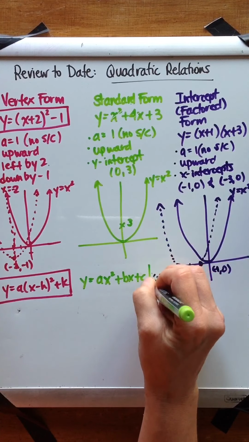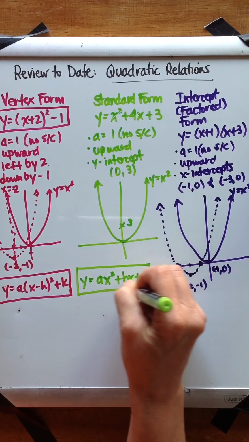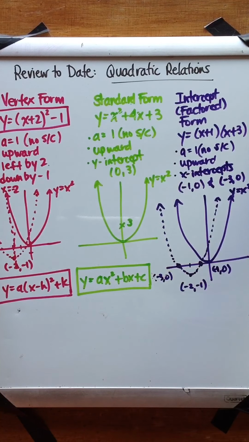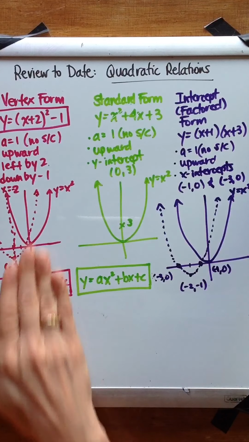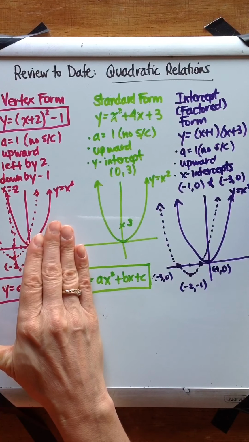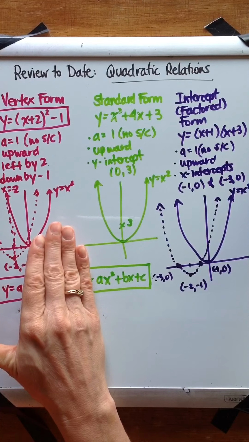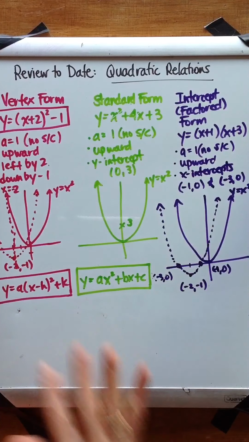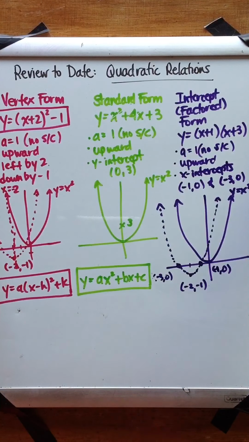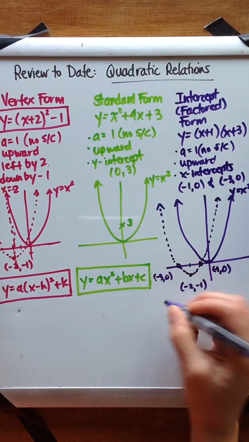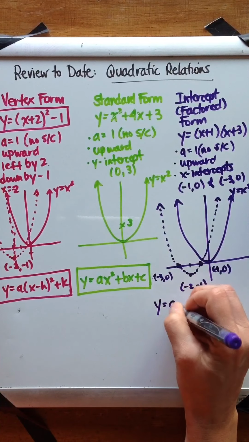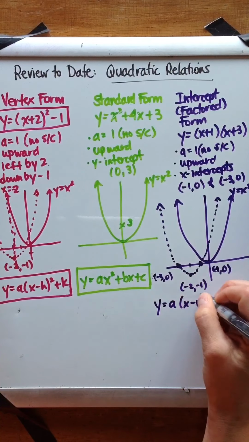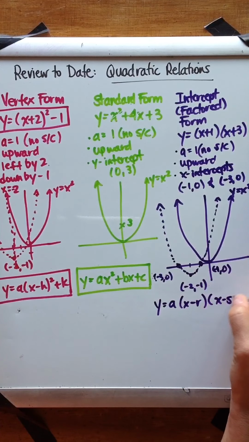And actually, you know more about this than you think you do because you've seen it before without the y, where we've had values for a, b, and c, and you've learned how to factor those trinomials. So we're going to be tying a lot of concepts from our factoring unit into this unit. And then lastly, for intercept or factored form, we have the general form being y equals a times x minus r times x minus s.